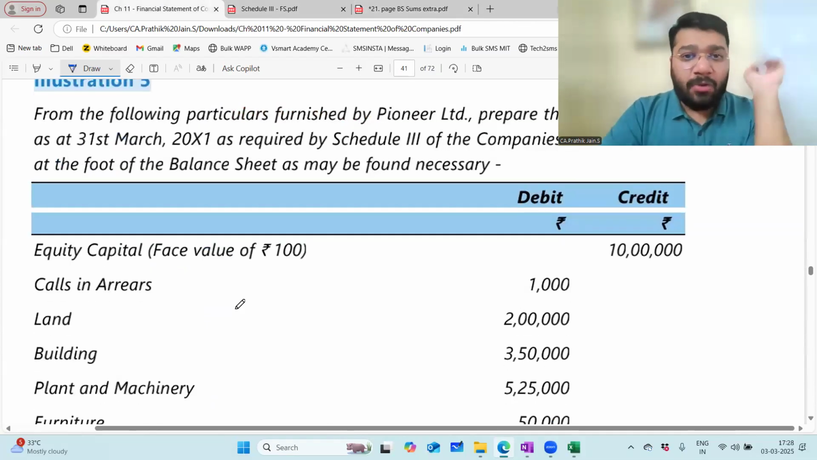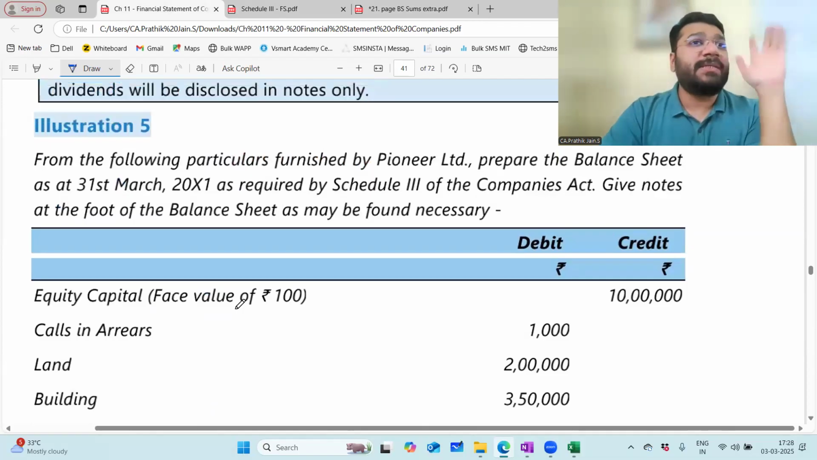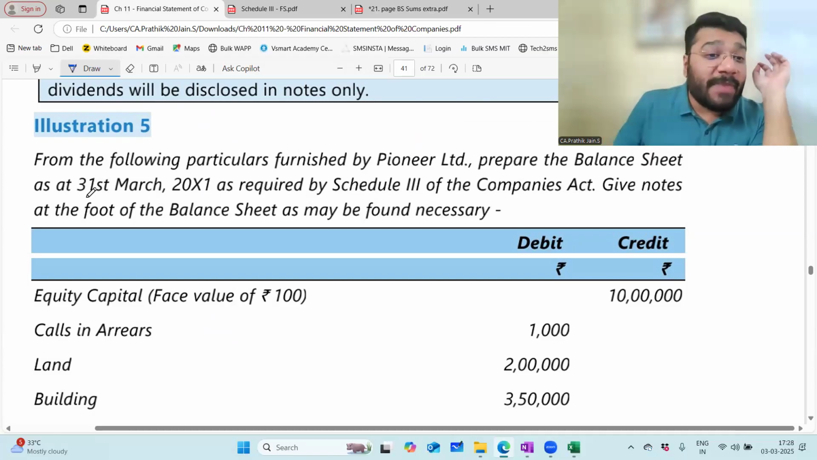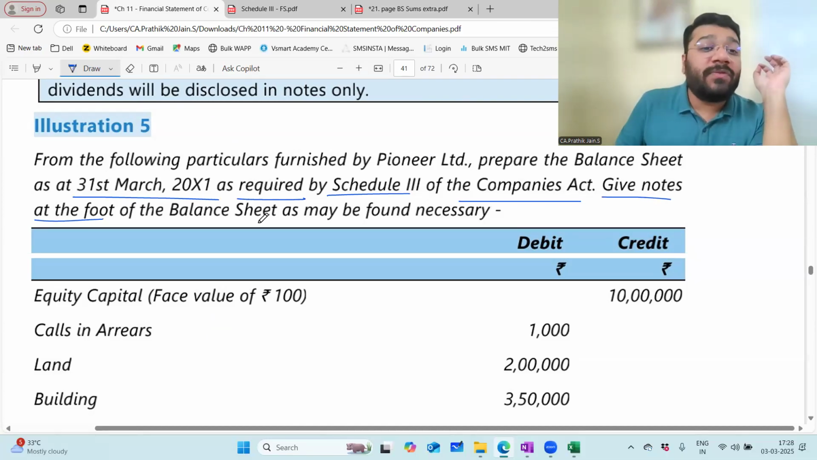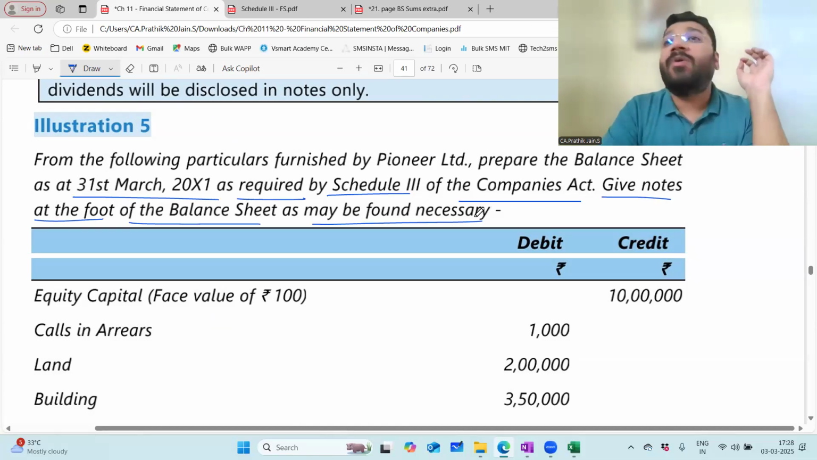Understood, sir. Now, based on this is this question, illustration number 5. It says that from the following particulars furnished by Pioneer Limited, prepare the balance sheet as at 31st March 2001 as required by Schedule 3 of the Companies Act. Give notes at the foot of the balance sheet as may be found necessary.